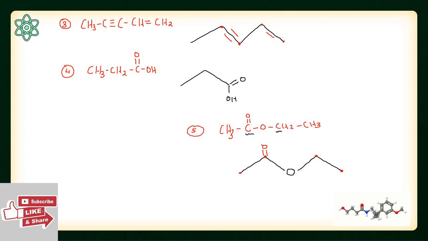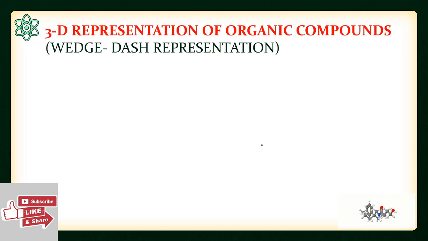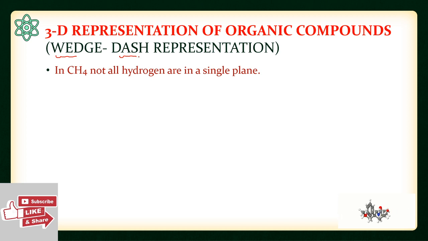Simple as that. Now the next method in which organic compounds can be represented is a 3D method, which is known as the wedge dash representation. In many questions you will find the wedge dash representation, and it is very important to understand it. So we'll take an example of CH4. In CH4, not all hydrogens are in a single plane. CH4 has a tetrahedral geometry, so all hydrogens will not be in a single plane.